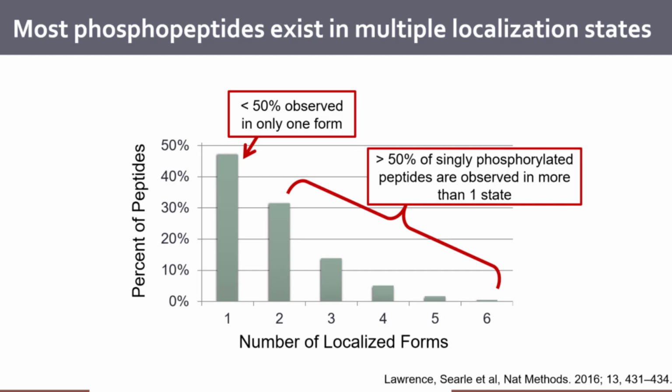From a paper that Brian was a part of from Judit Villén's lab, over 50% of the singly phosphorylated peptides have another positional isomer. This is pretty scary when you think about it. We've thought about being able to link an individual phosphopeptide, but now we're saying, from this paper in 2016, that greater than 50% of peptides with a single phosphorylation site have another positional isomer.